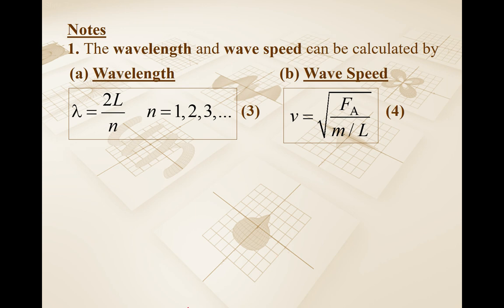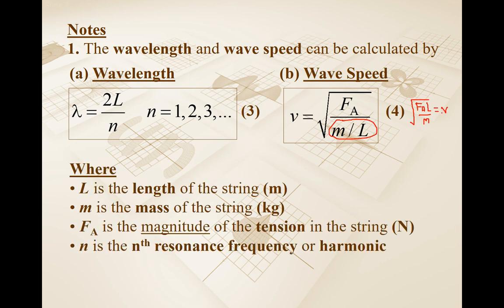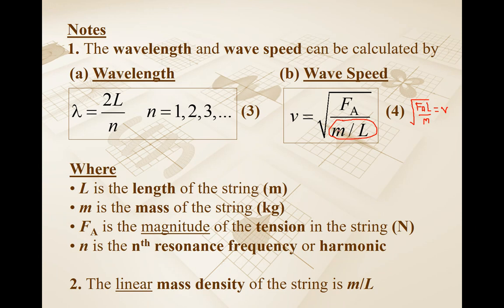You might be wondering, why in this equation do you have m over L? Why the 2 fractions? Why not just write it as the square root of FA times L over m equals V? Well, it turns out that this ratio, m over L, is what we refer to as the linear mass density.